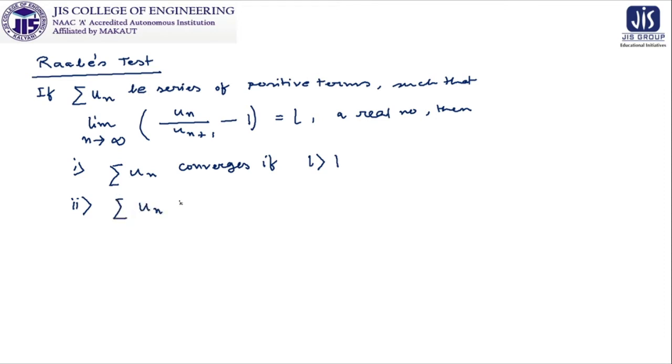And summation of un diverges if L is less than 1, and obviously for the third case the test fails for L is equal to 1. Now obviously we are going to test one example first.